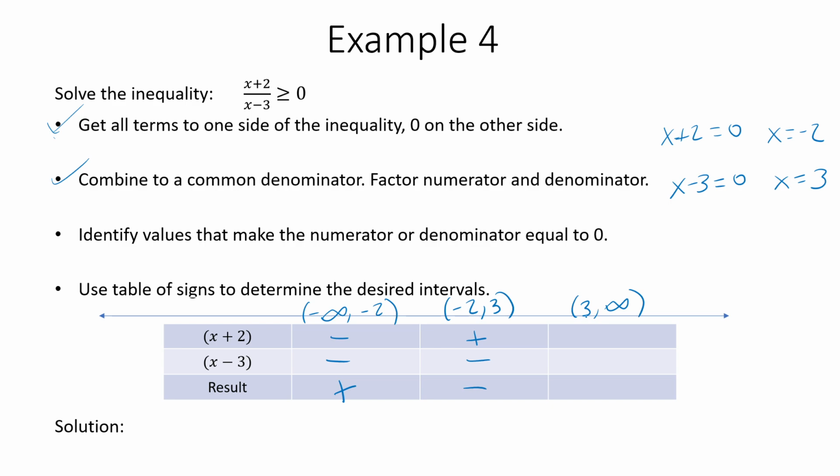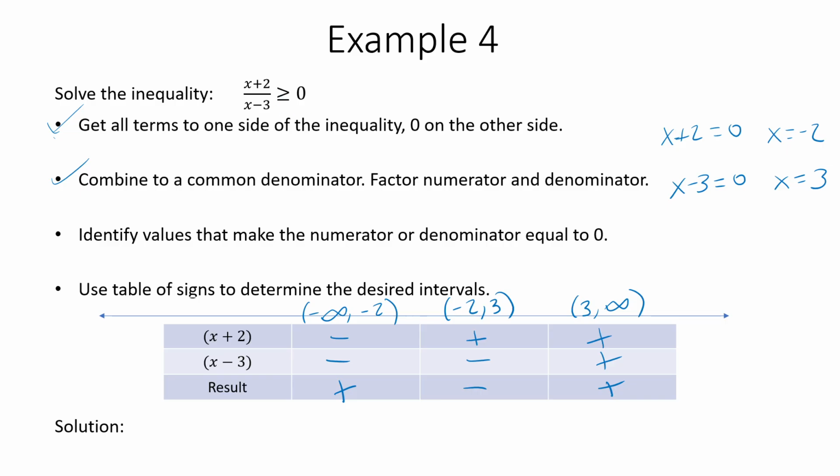All right, I need to choose anything bigger than 3. Okay, maybe I choose 5. If I chose 5 here, the first value would give me a positive. The second value would also give me a positive. A positive and a positive is a positive. Well, here we are looking to be greater than or equal to 0.